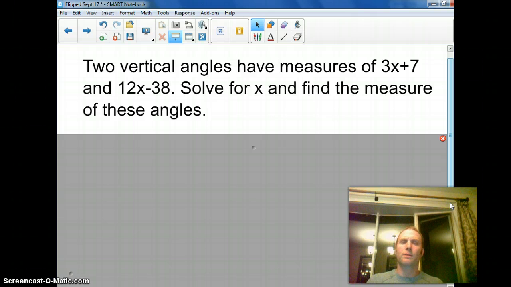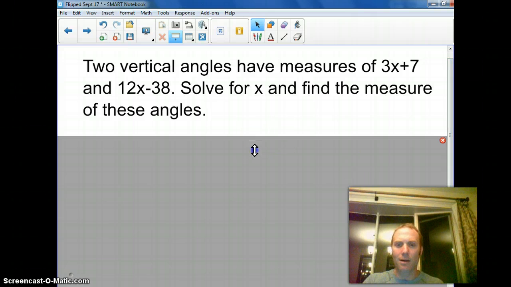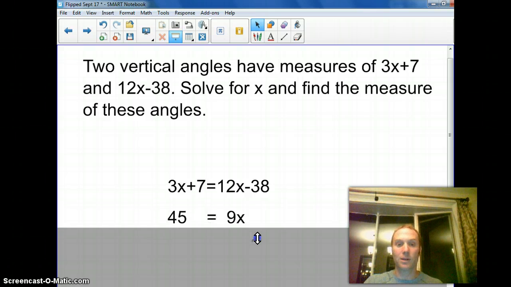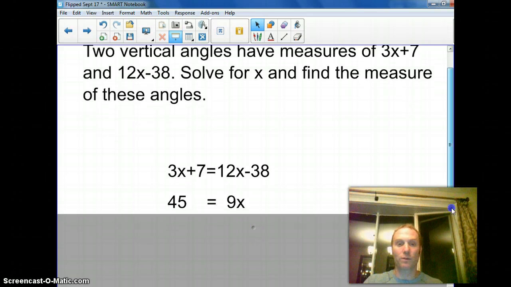Okay? So I think back and say vertical angles. Vertical angles are congruent. If vertical angles are congruent, in math that means equals. So those two angles are equal to one another. 3x plus 7 equals 2x minus 38. Now I'm going to perform some algebra. Subtract 3x from both sides, add 38 to both sides. Get 9x is equal to 45.